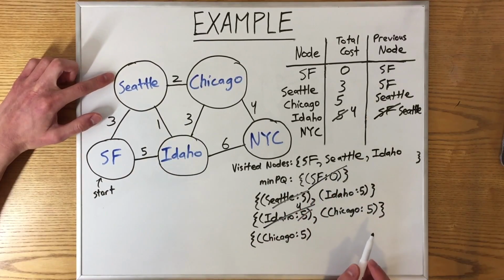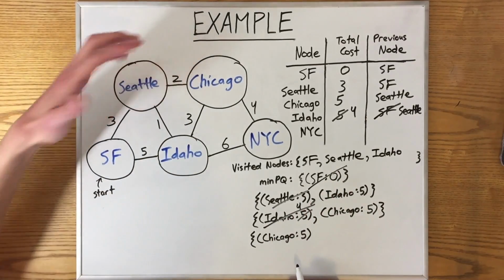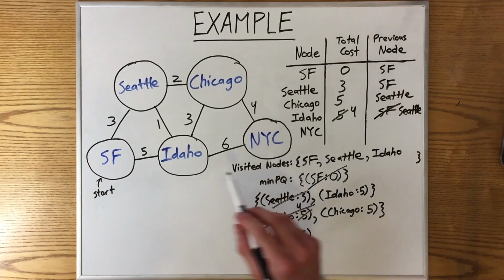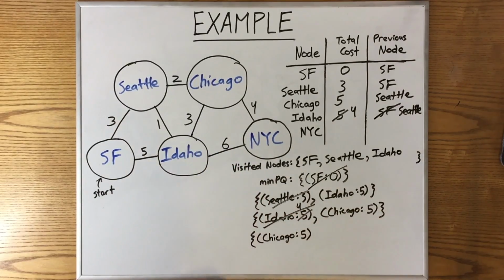Seattle is also in our visited nodes list, so we ignore it. Chicago is still in our min-PQ, so we check if this new path is shorter than the path we already have. The shortest path we know to get to Idaho is 4, and the path from Idaho to Chicago is 3. So 4 plus 3 is 7. 7 is greater than 5, which means the old path we had is actually better than this new path we found. So we just ignore the new path and continue checking the rest of the neighbors. We just keep the old priority of 5.